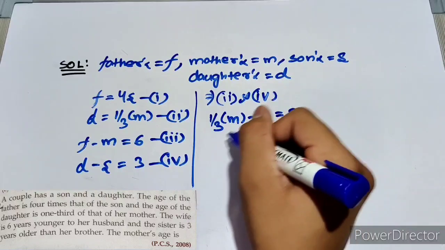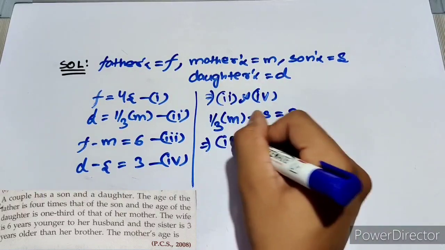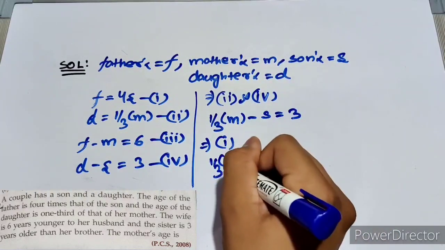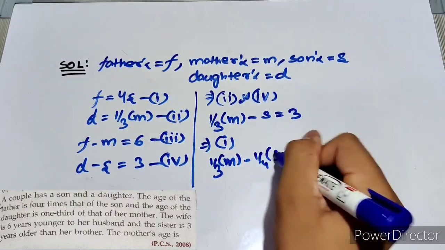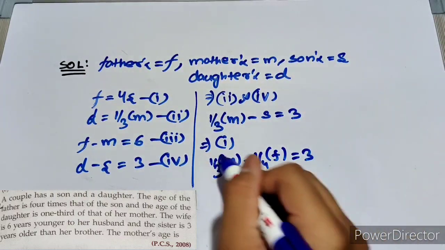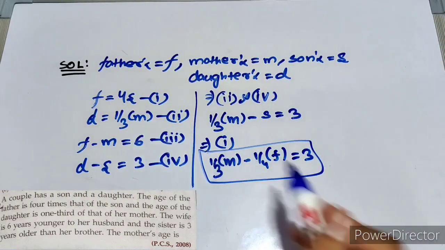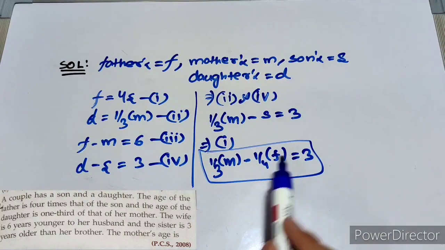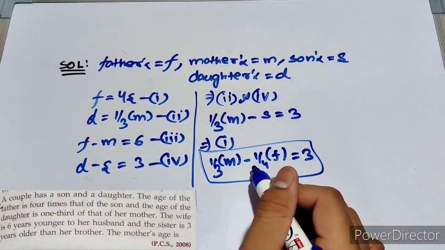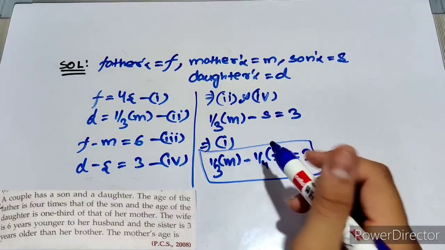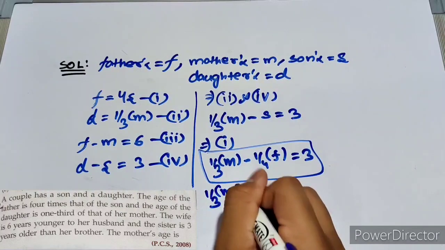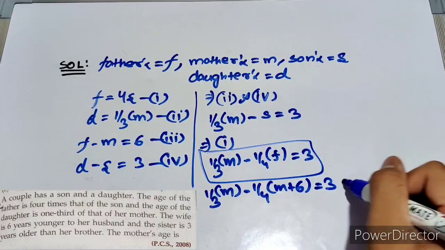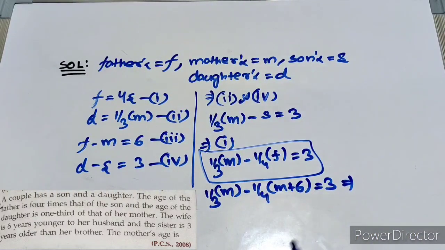Now from equation number 1 we can replace s by f by 4. So 1 by 3 of m minus 1 by 4 of f is equals to 3. From this equation we can solve it using the third equation also, because there are only f and m variables and 2 equations, so they both can be easily solved. We need m, so we will replace f is equals to m plus 6. So 1 by 3 of m minus 1 by 4 of m plus 6 is equals to 3.